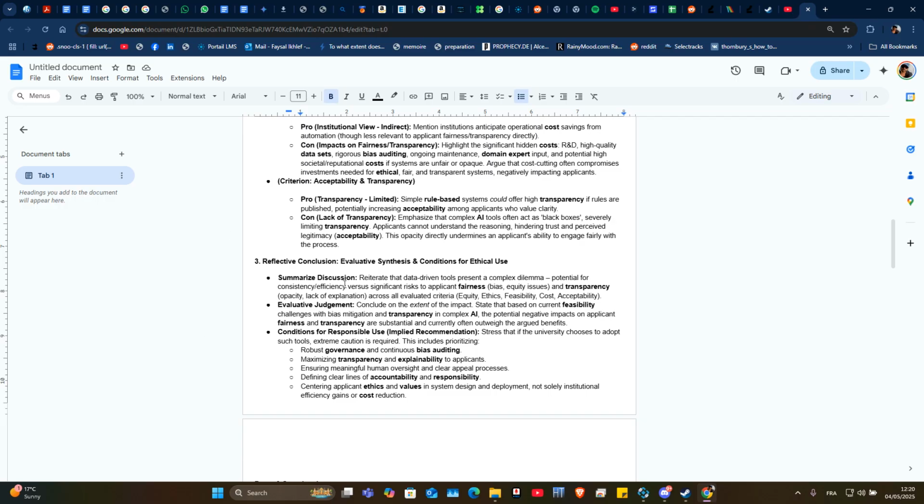So you are going to summarize it if you want, just as a quick reiteration, but one line or two lines maximum, and then you go to evaluative judgment. Here you have to give us your personal judgment, and of course you can also tell us about some responsible use, maybe imply a recommendation. What do you recommend for us?